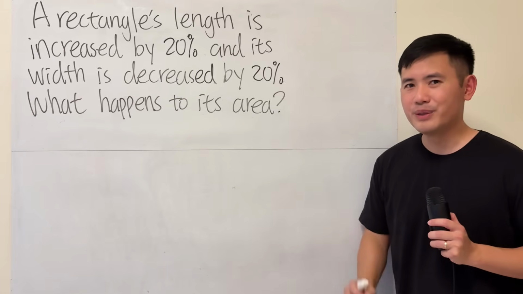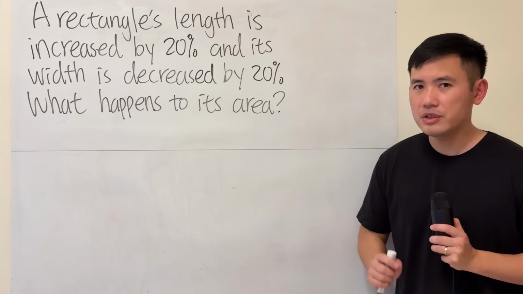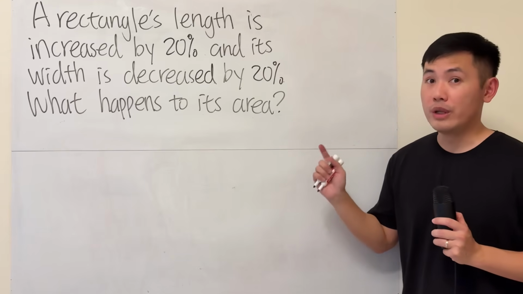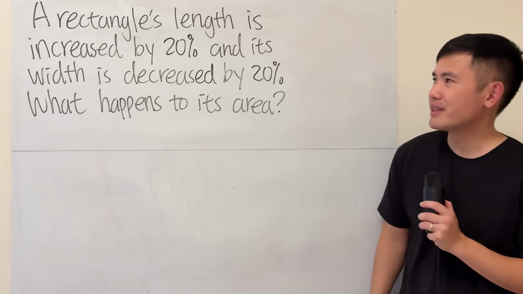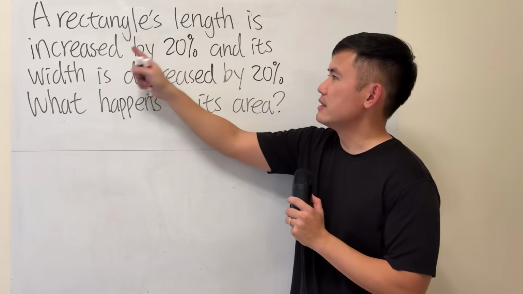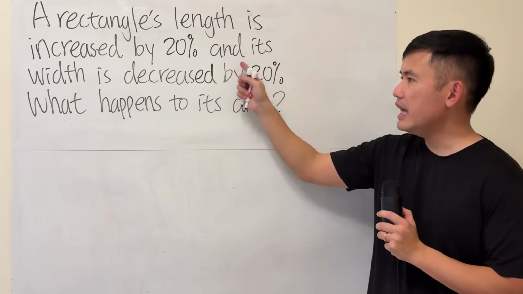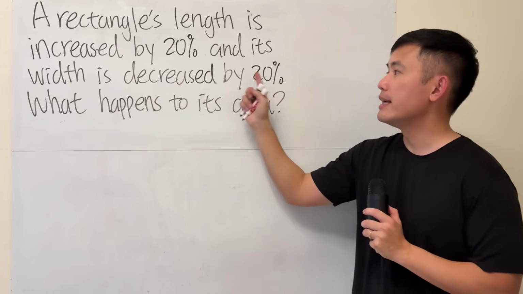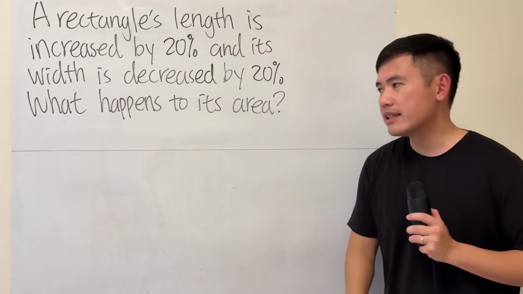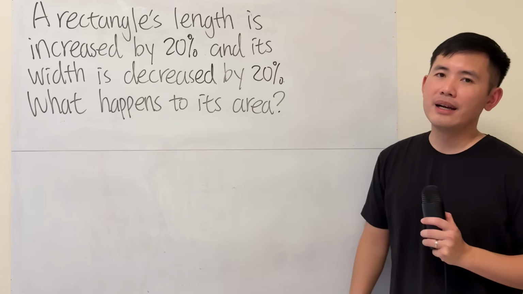This is a classic tricky question, and I'm pretty sure many students will get these kinds of questions wrong when they first encounter them. Let's have a look. A rectangle's length is increased by 20% and its width is decreased by 20%. The question is asking us what happens to its area.